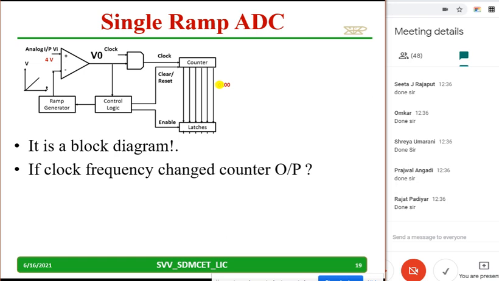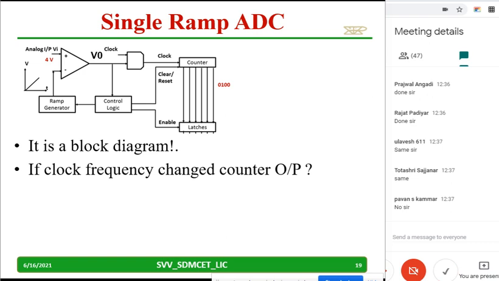Now, it's a block diagram. Consider if I am changing the clock frequency, whether the output will change or not. You can type the answer in the chat box. Just for a reference, I am giving 1 kilohertz now. Suddenly I will make it 2 kilohertz. Is it going to change my output or not? Yes or no? Some students are telling the same.